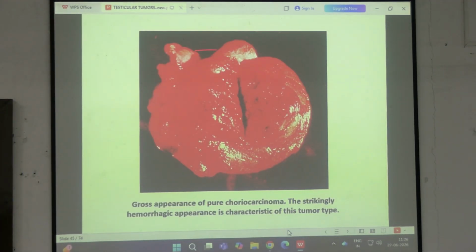So, this is the gross appearance of a pure choriocarcinoma. Pure choriocarcinoma is related to placenta, therefore kind of like placental tissue. So, it will have what? Pure choriocarcinoma will have a hemorrhagic appearance. You already know, no? Placenta is very rich in blood vessels. So, similar tissue is forming a tumor here, therefore very highly vascular. Okay, hemorrhagic appearance.